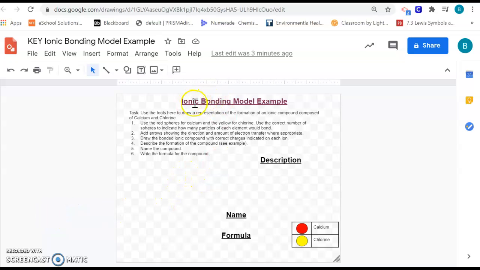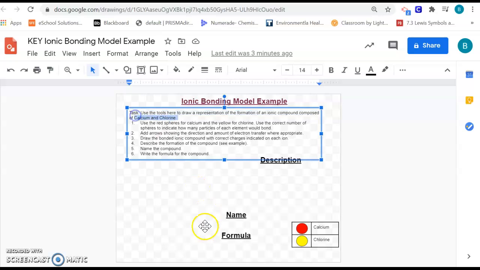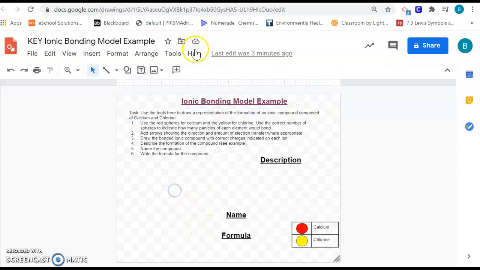Today we're going to be looking at making an ionic bonding model. For your assignment, you will be dealing with magnesium and fluorine, but for this sample, we will be dealing with calcium and chlorine. So we're going to use the tools provided on the drawing to help us build an ionic model. So we'll follow each step and build along the way. Use the red spheres for calcium and yellow for chlorine, as labeled. Use the correct number of spheres to indicate how many particles of each element would bond.